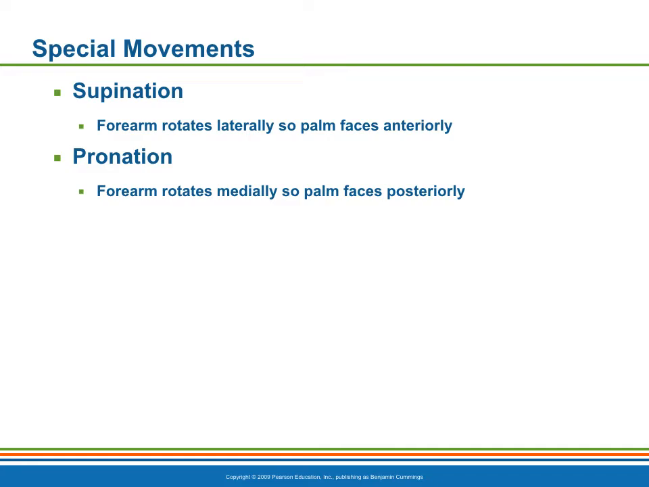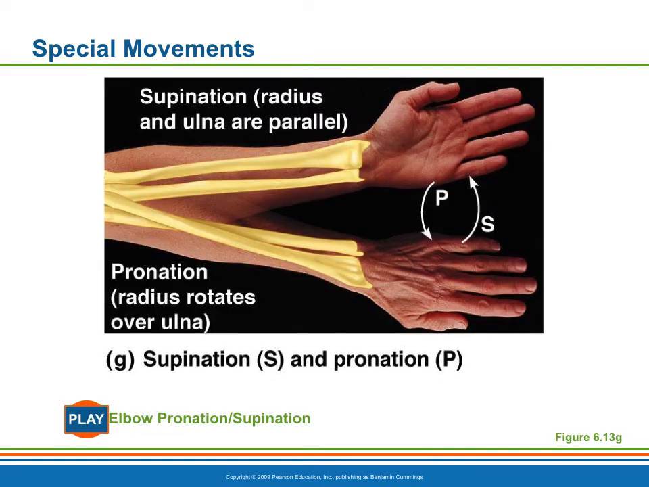The terms supination and pronation refer to movements of the radius around the ulna. Supination occurs when the forearm rotates laterally so that the palm faces anterior and the radius and the ulna are parallel. Pronation occurs when the forearm rotates medially so that the palm faces posteriorly. Pronation brings the radius around the ulna so that the 2 bones form an X. A helpful memory trick is if you lift a cup of soup up to your mouth, on your palm you are supinating. Ha! And here's what it looks like.